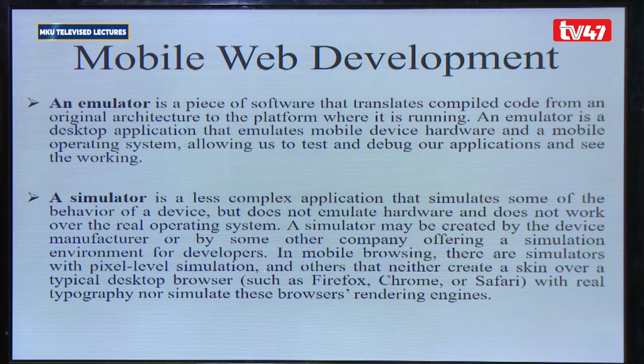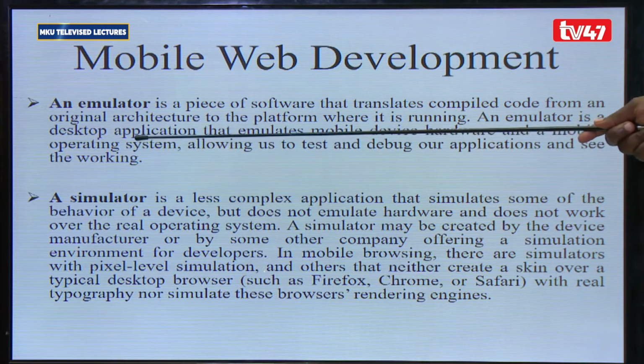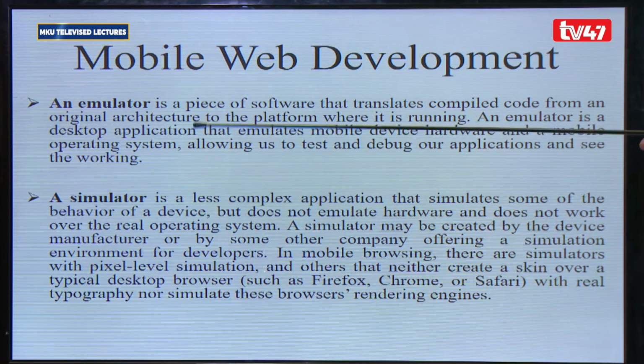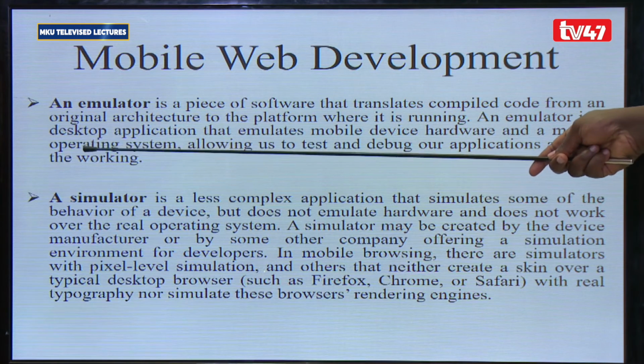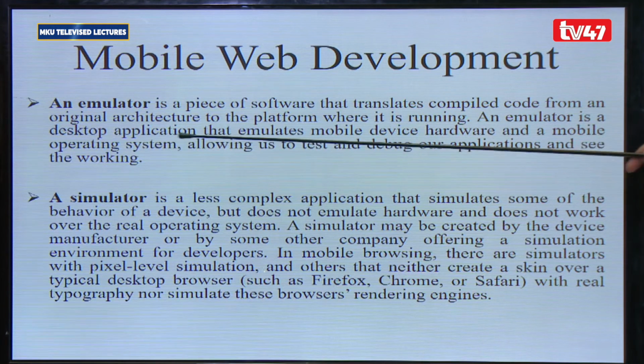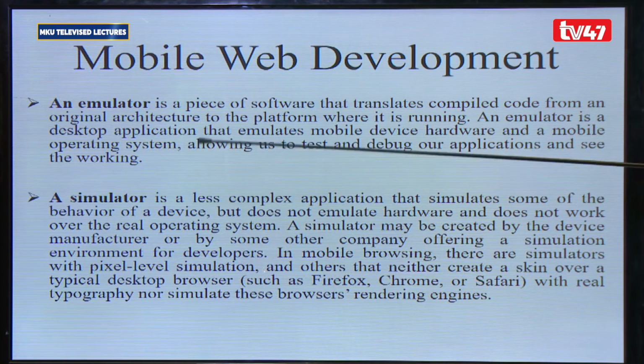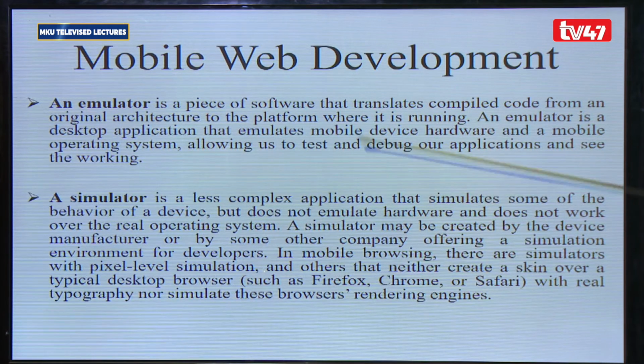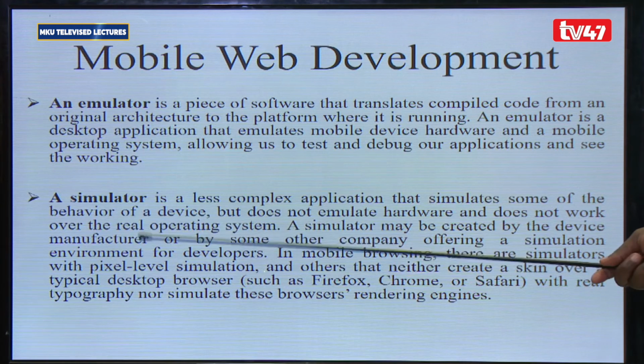So it imitates how it works. Remember, it's a desktop, or rather, let me put it a bit loosely, a desktop computer. An emulator is used on the desktop as an application that emulates mobile devices, and it shows how the application will be working in daily life. So an emulator is a word that you'll be finding, and you'll find different kinds of emulators.